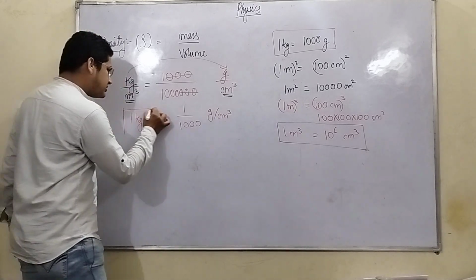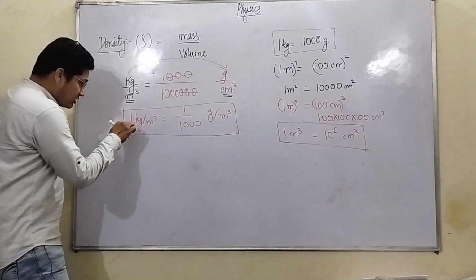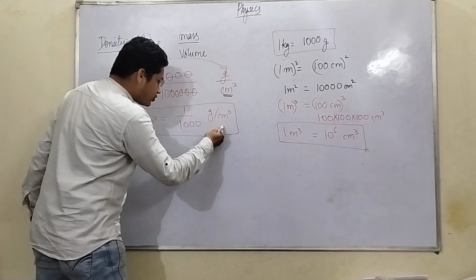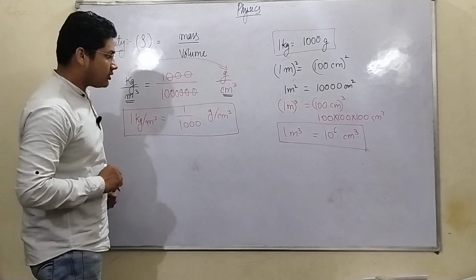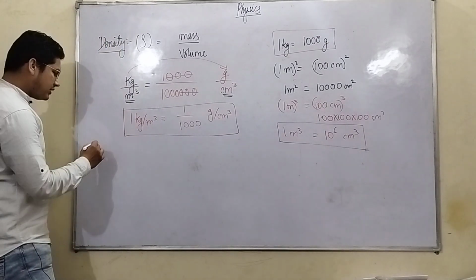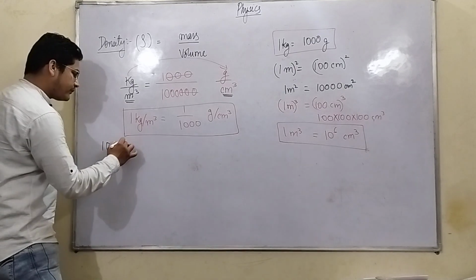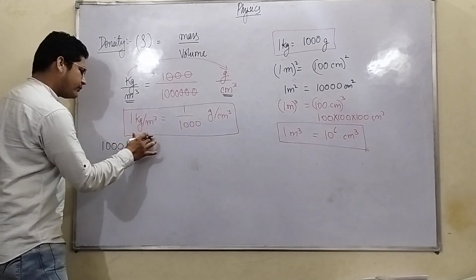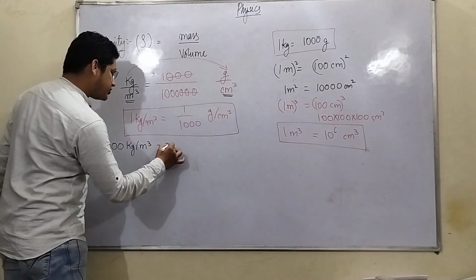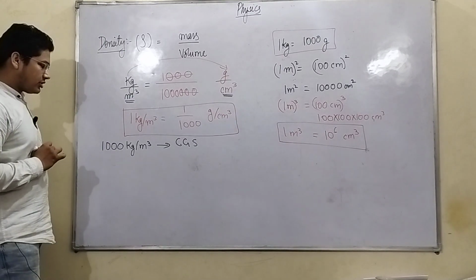It means that when you are going to convert the SI unit to CGS unit, you have to multiply it by 1 upon 1000. Okay, now let's take one example. Suppose you have to convert 1000 kilogram per meter cube into CGS unit of density. Okay.